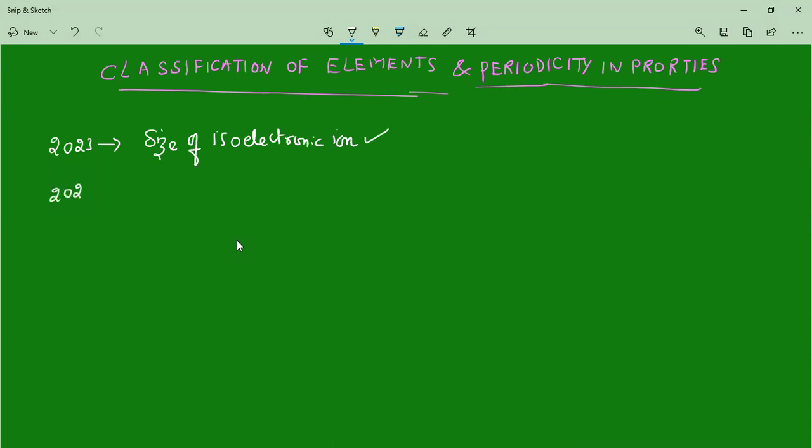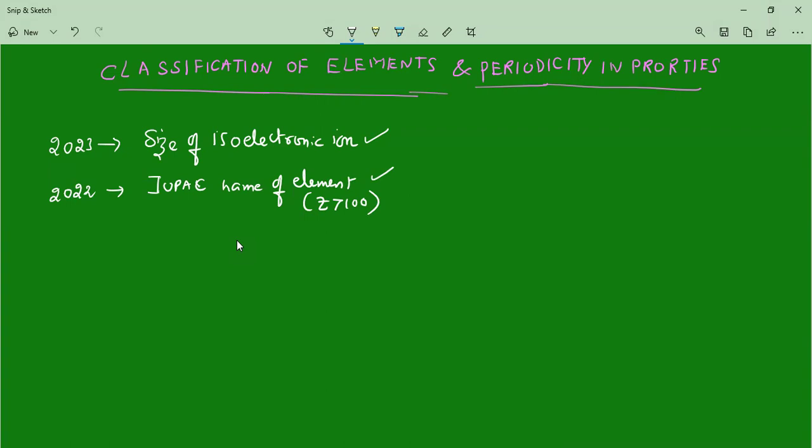Another one. If you take 2022 into consideration, in 2022 they asked the IUPAC name of an element whose Z value is greater than 100. So this is one concept we need to practice for the coming 2024 medical examination from this chapter.